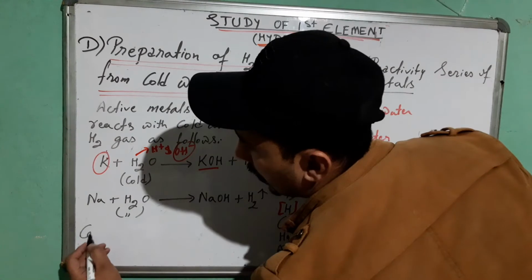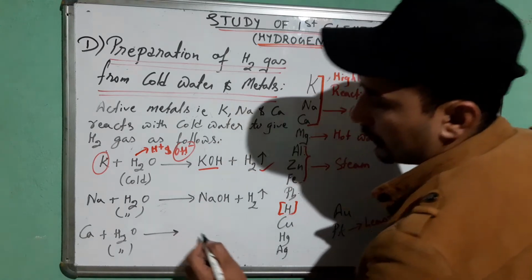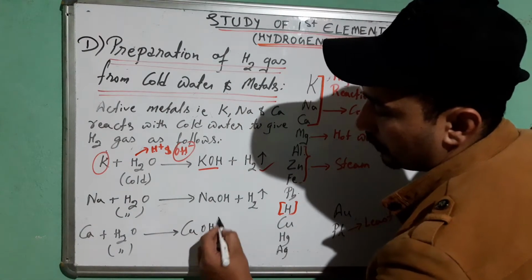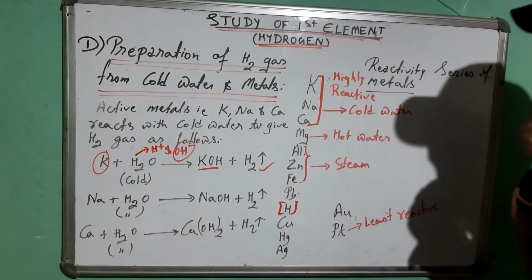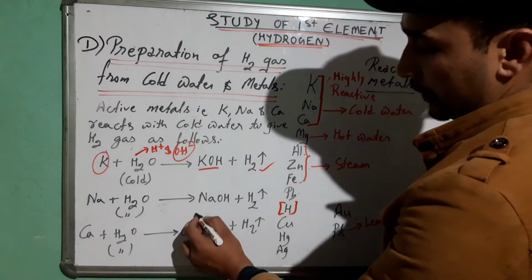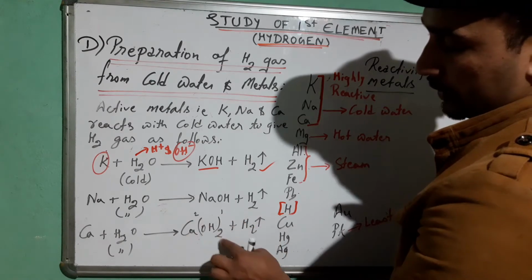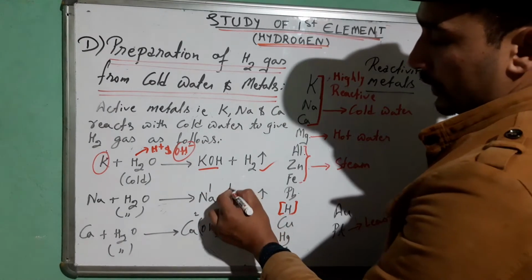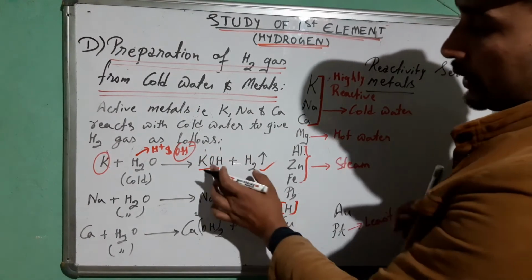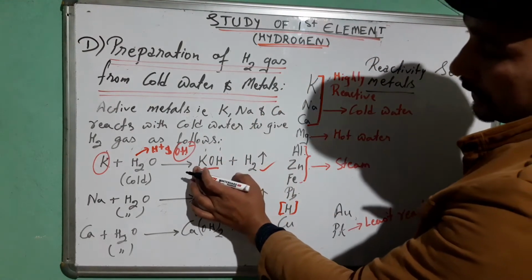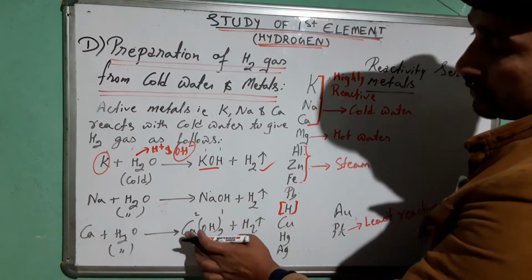Next, calcium, Ca, plus H2O. Condition is same, cold water. It gives calcium hydroxide, Ca(OH) whole twice, plus hydrogen gas. This 2 comes here because valency of calcium is 2. So cross multiplication takes place. Valency of OH is 1, so 1 goes this side, 2 comes this side. Valency of sodium is 1, OH is also 1, so when you cross multiply you get 1 1. Potassium is 1, this is also 1. So formula of potassium hydroxide is KOH only, sodium hydroxide is NaOH, but calcium hydroxide is Ca(OH) whole twice.